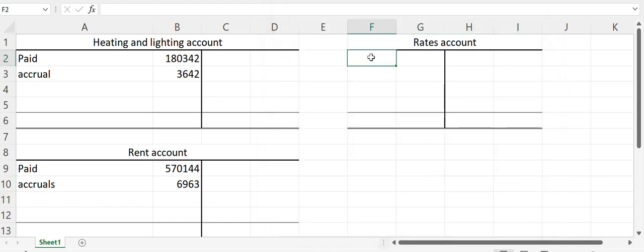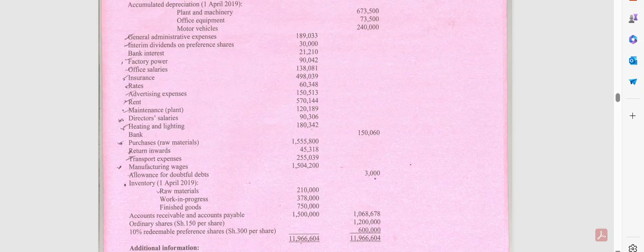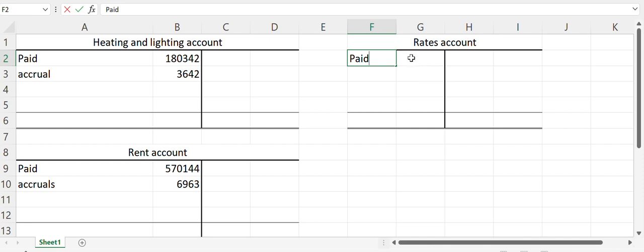So again, because this is an expense, the information in the trial balance should be paid. So we come back here. So rates, we check for rates. It is 60,348. Now for prepayment, these are expenses that you've paid in advance. It is already captured in this amount, 60,348, we already have that prepaid rent.